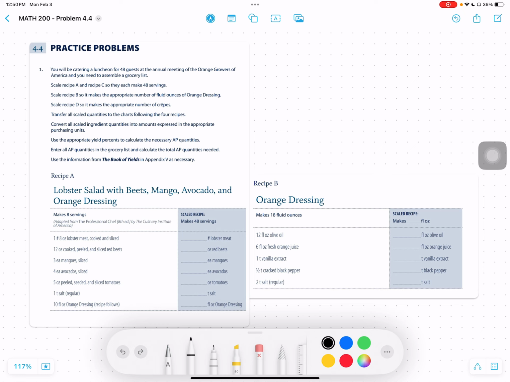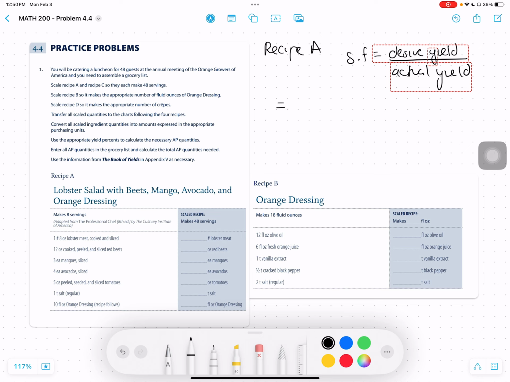Okay, so for recipe A, I'll go ahead and write down recipe A. What we are doing for the scaling factor, because we need to find the scaling factor, is the desired yield over the actual yield. And that's what I'm going to do right now.